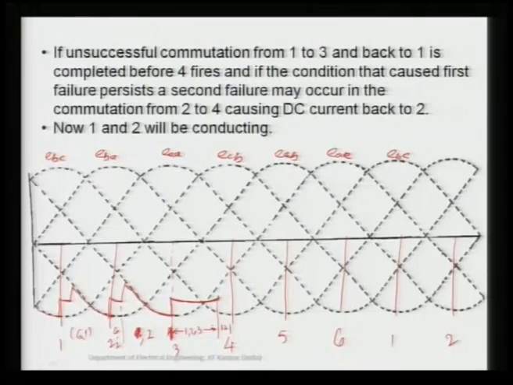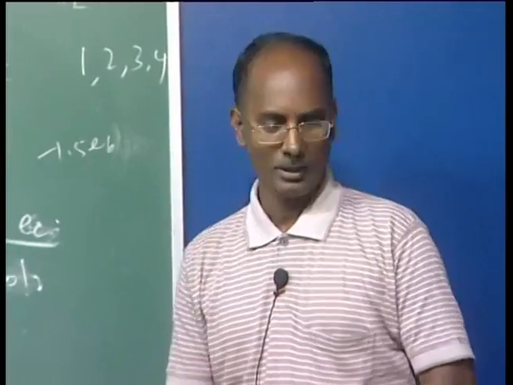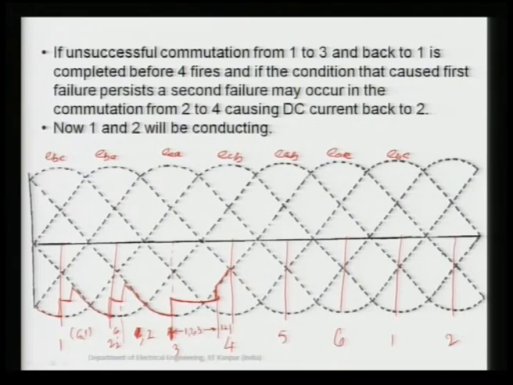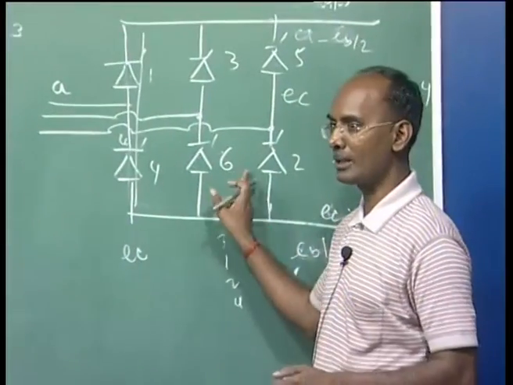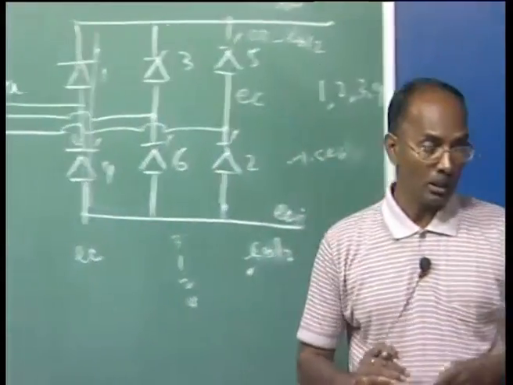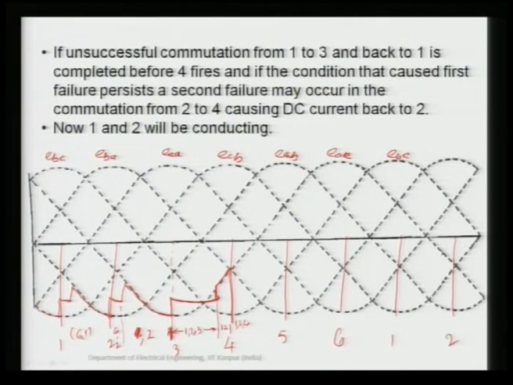So 1 and 2 are conducting, your voltage will be EAC, and it will follow this portion. Till here it is similar to what I drew in the previous case. Now here we get the pulse for 4, and now the commutation between 1 and 4, or 2 and 4, was taking place, and again it was not successful. But mind it, if 1 and 4 are there, your output voltage is going to be 0 here.